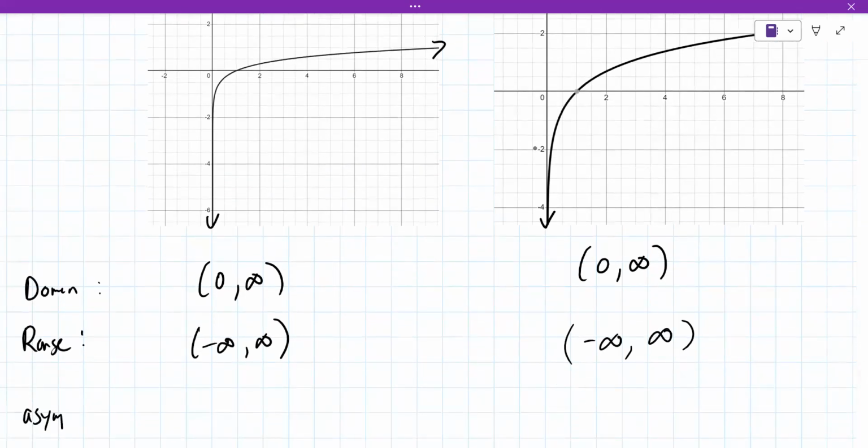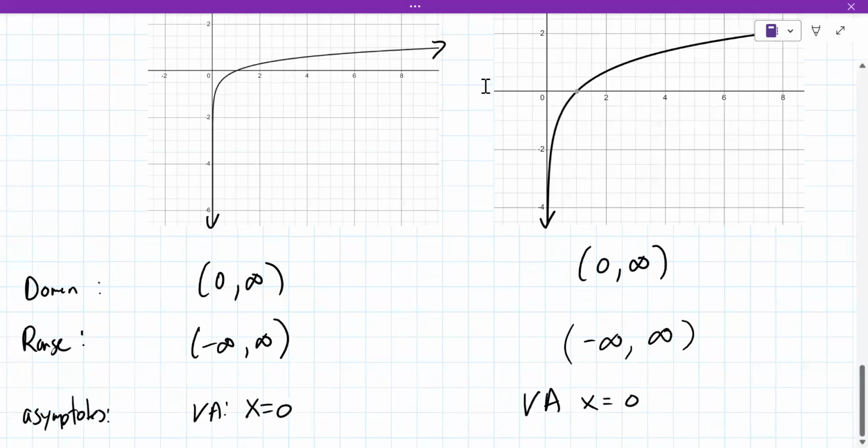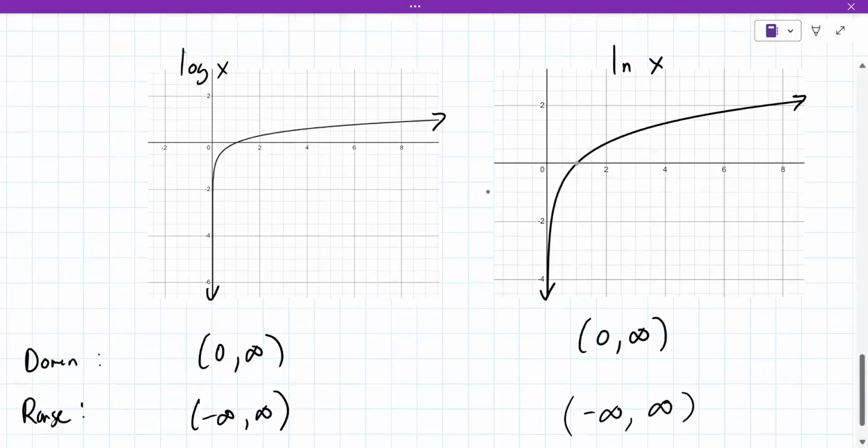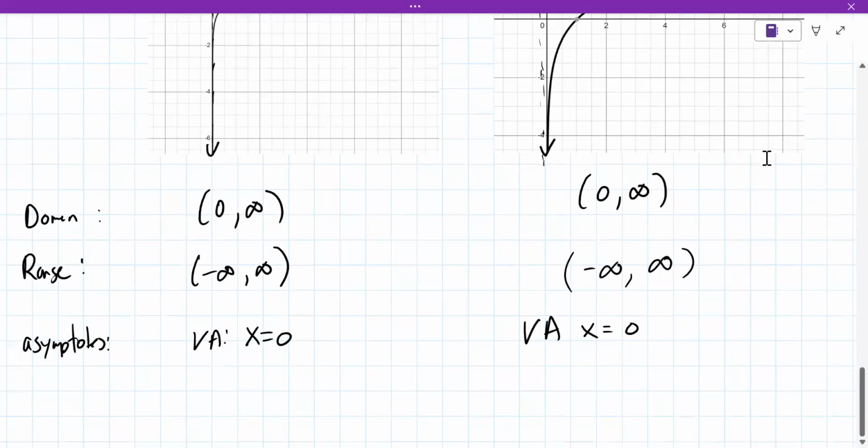Asymptotes now. These both have a vertical asymptote at x equals 0. So graphically, it looks like this. There's a vertical line that it approaches. All right, so these have a lot more similarities.